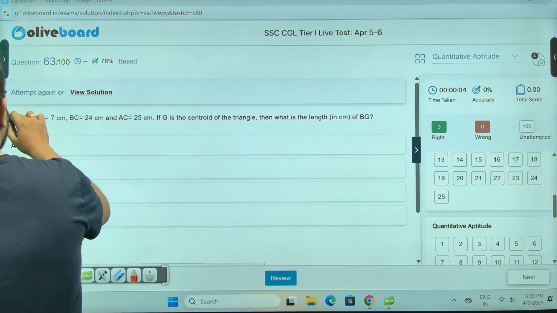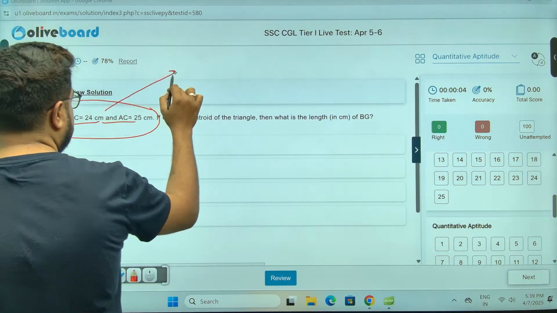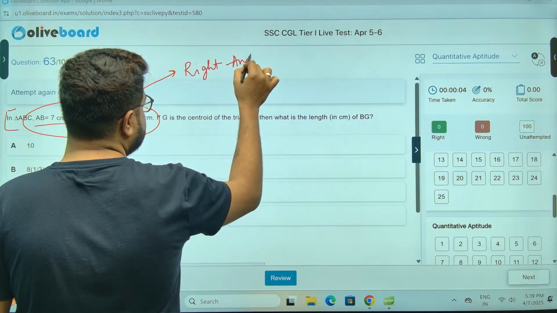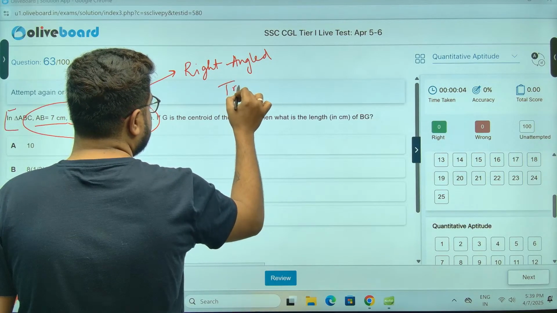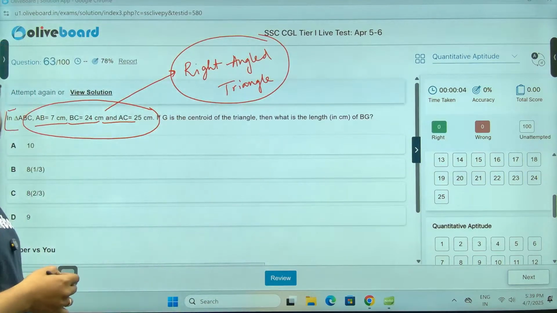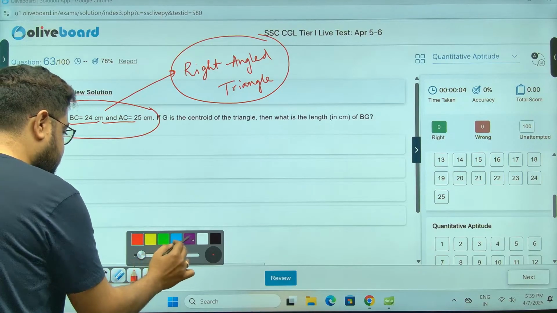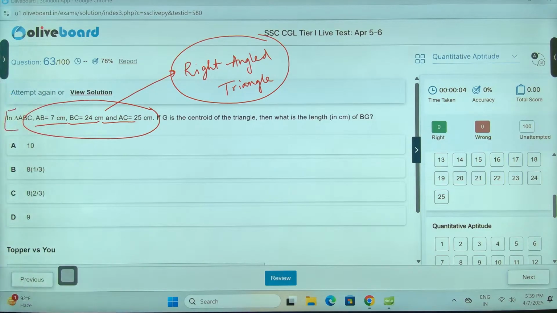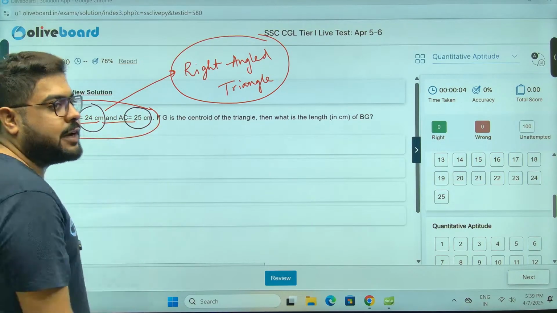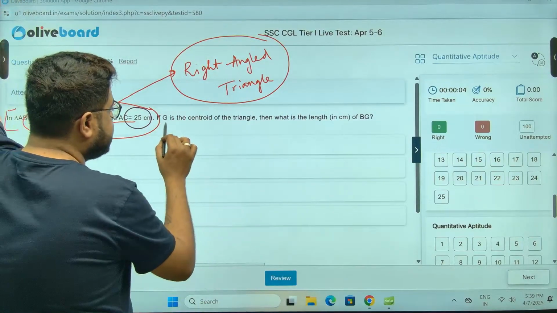So this question, sir. ABC, this is a right angle triangle. I guess the trick is over here only. They want you to figure it out. So 7, 24 and 25, they are Pythagorean triplets. If you don't know, please know this. 24 square is 576 plus 49, that is 625. You can check. So that means G is the centroid.